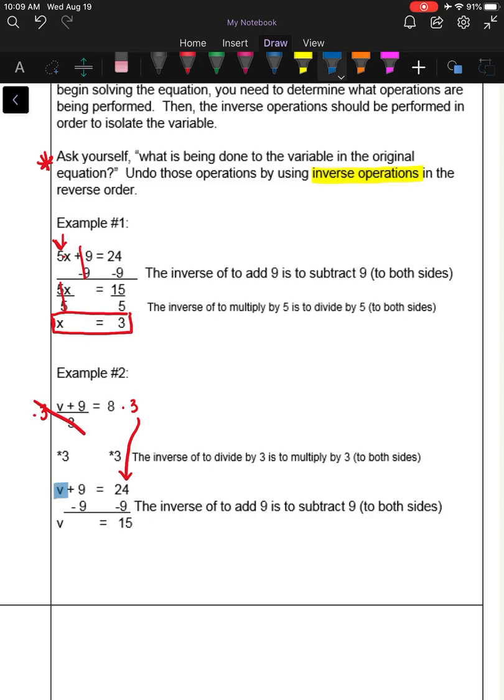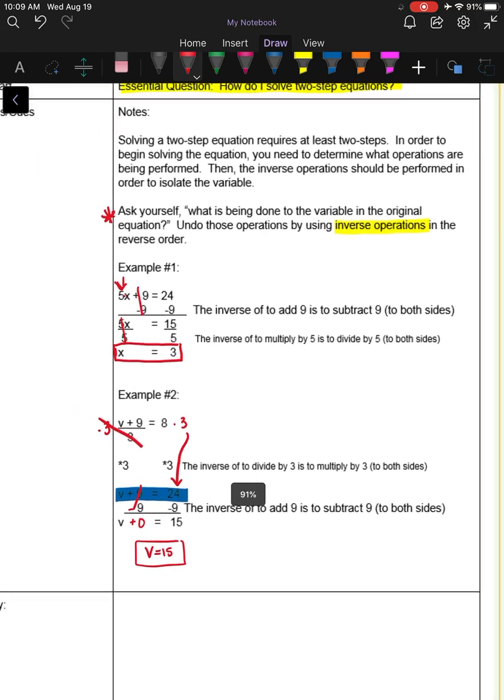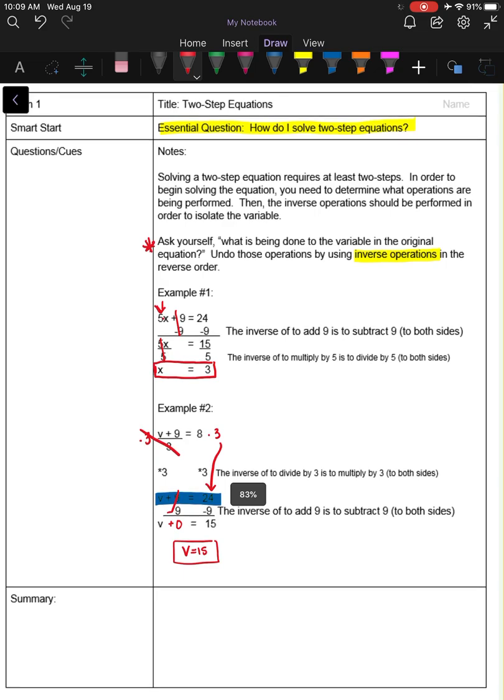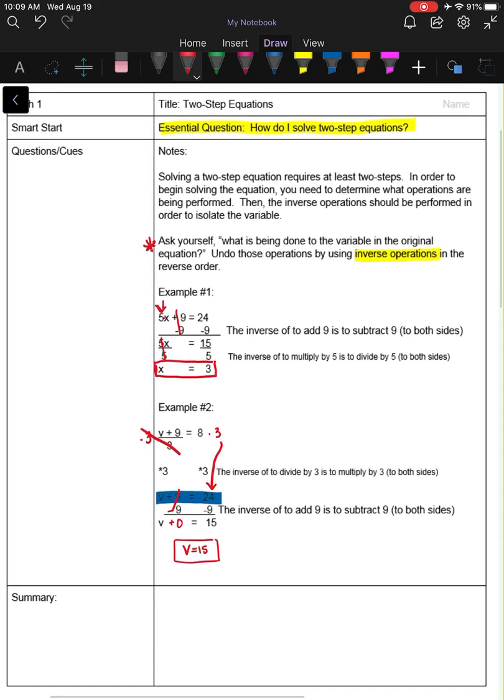So this is where we're at. v plus 9 equals 24. Then we do the inverse of addition, which is subtraction, and we get a 0 here, so it's plus 0. And 24 minus 9 equals 15. So v equals 15. Okay, so these aren't too difficult. You just kind of got to remember your inverse operations, right? The next one, we're going to add in something that you're probably familiar with, that you've seen before, but it's the distributive property.